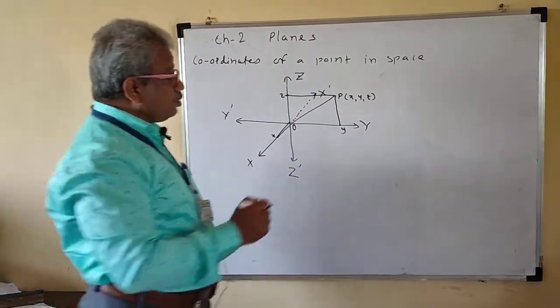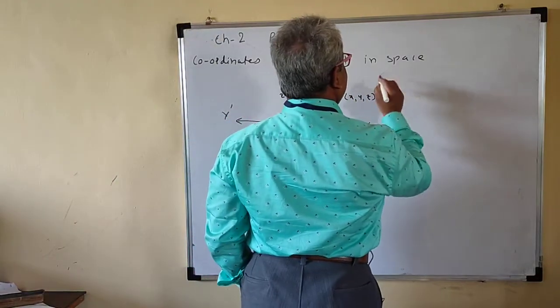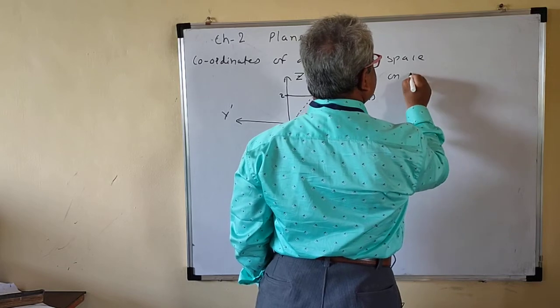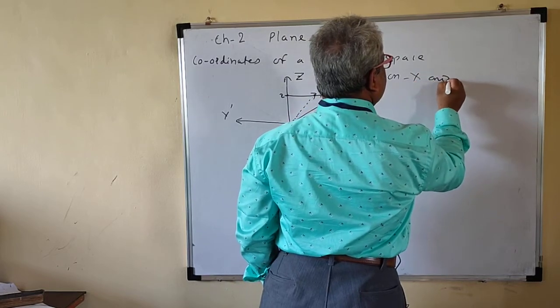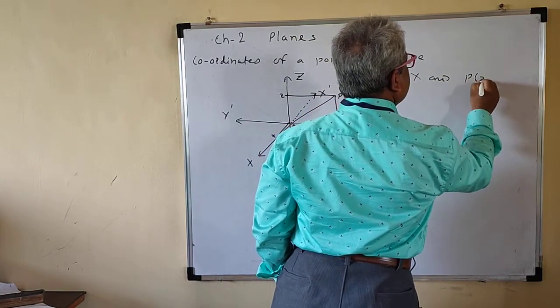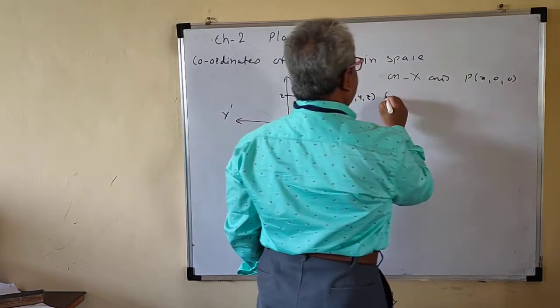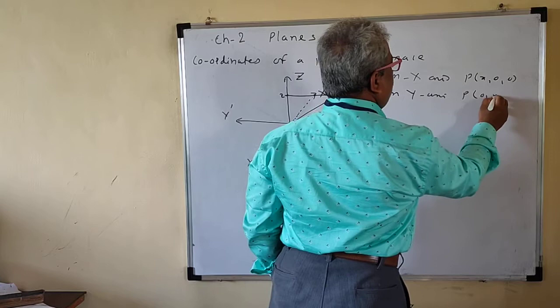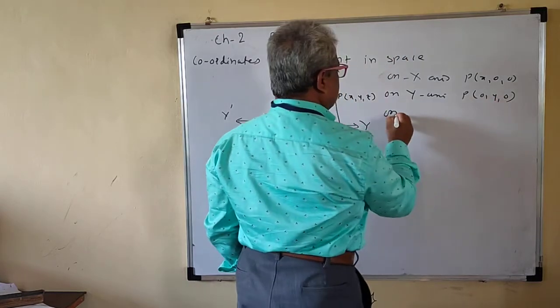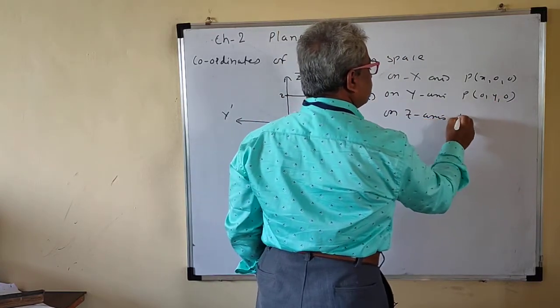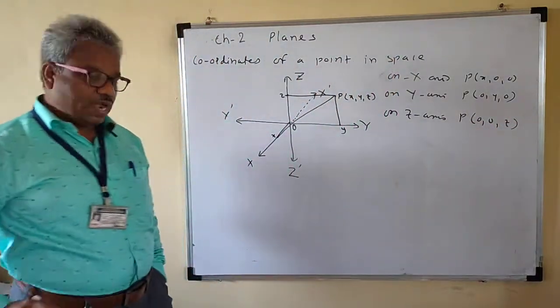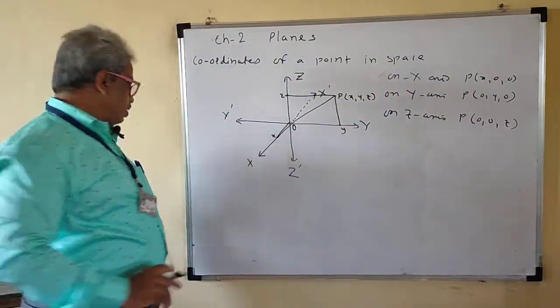Okay. So on the x axis, your p is what? (x, 0, 0). On the y axis, p is (0, y, 0). On the z axis, p is (0, 0, z). So that means your point is on the z axis.